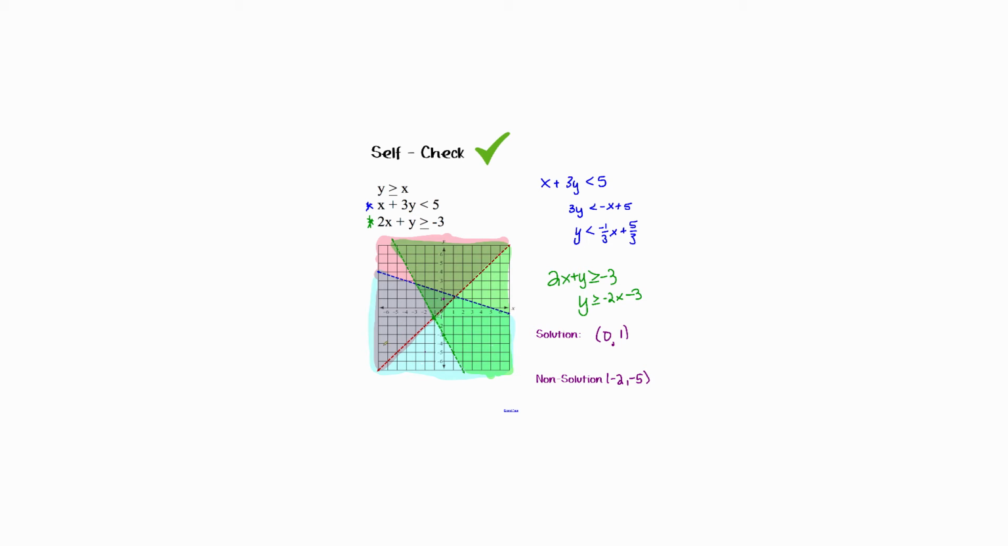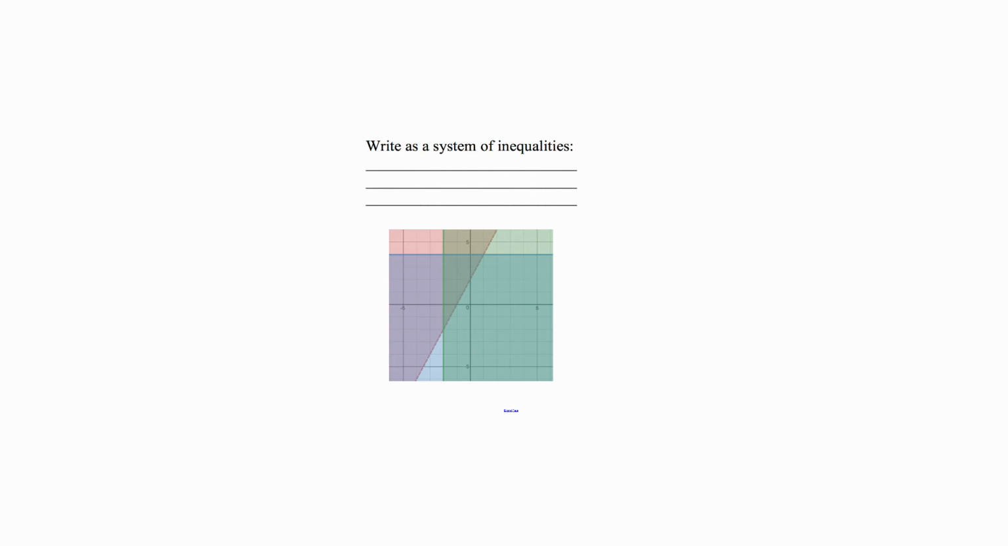Okay, the last thing we're going to do today is write a system of inequalities based on the graph. So here I have a graph of 3 inequalities, and they're represented by blue, green, and red graphs. So I'm going to go ahead and do them in their corresponding color. So let's start with blue.